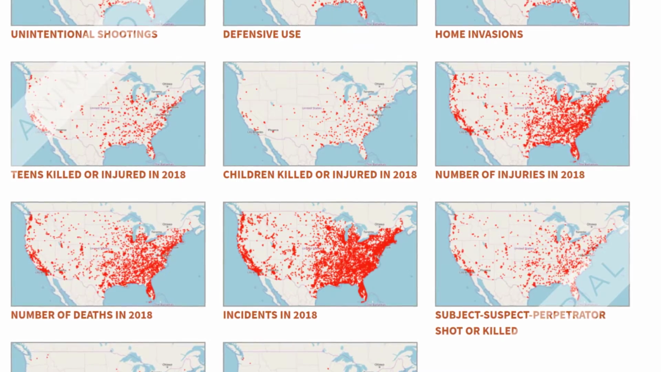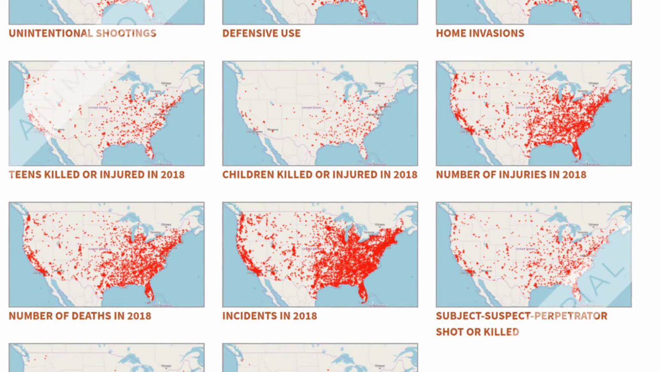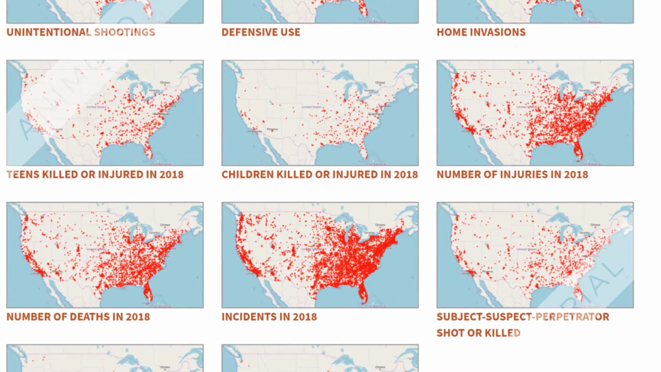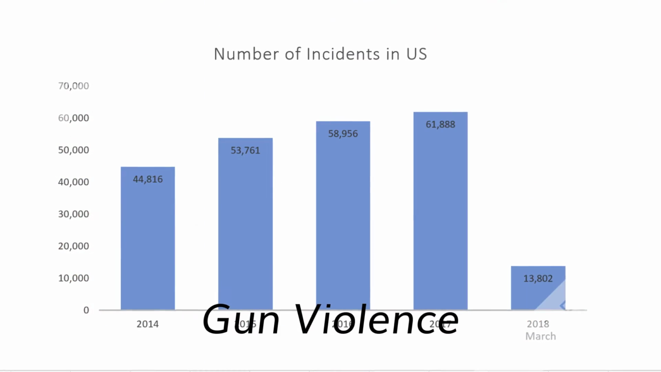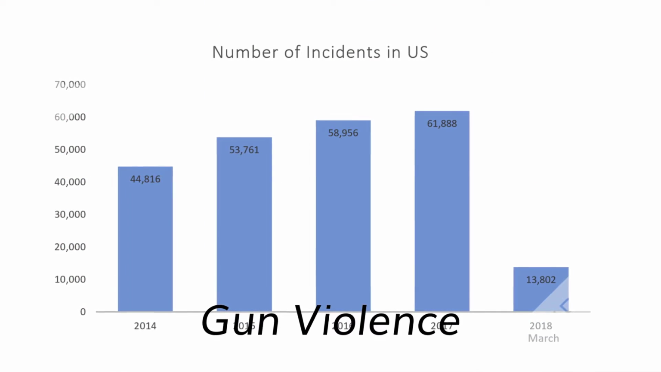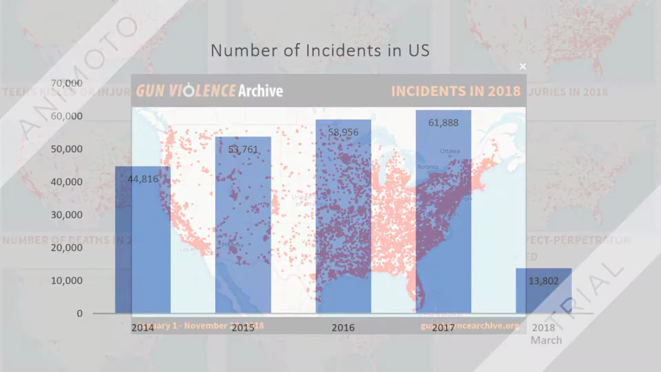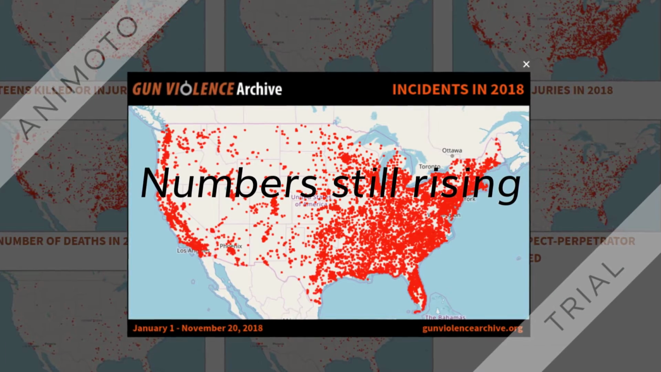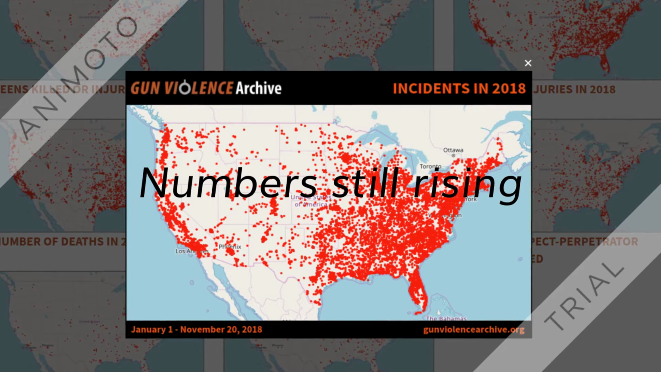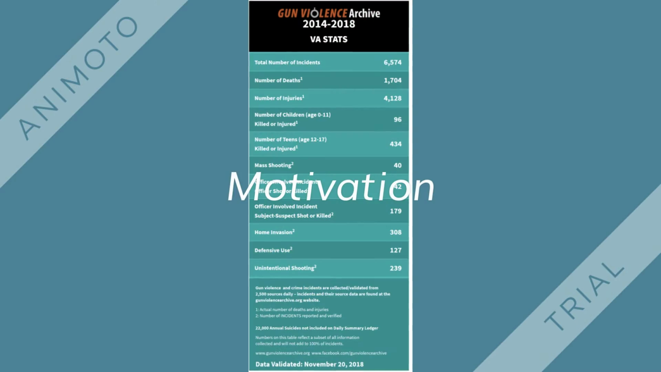There are many forms of gun violence. Incidents result from unintentional shooting, defensive use, home invasion, and mass shooting. The number of gun violence incidents in the United States has been on the rise. Our data contains incidents up to March 2018. The numbers have been rising since then.